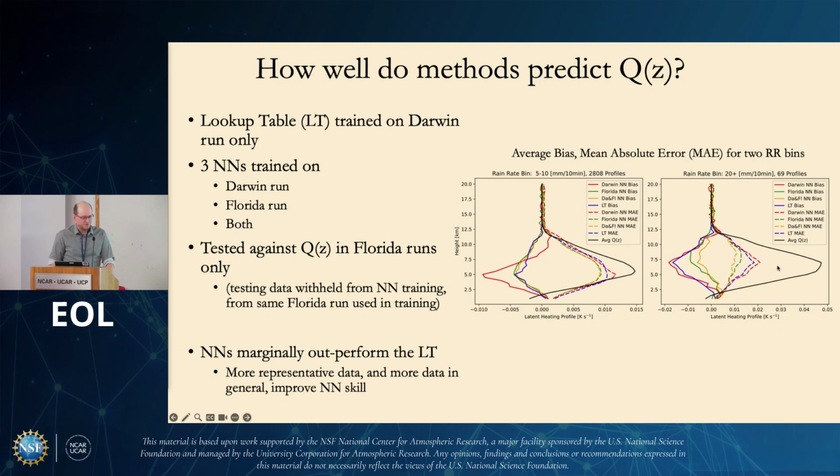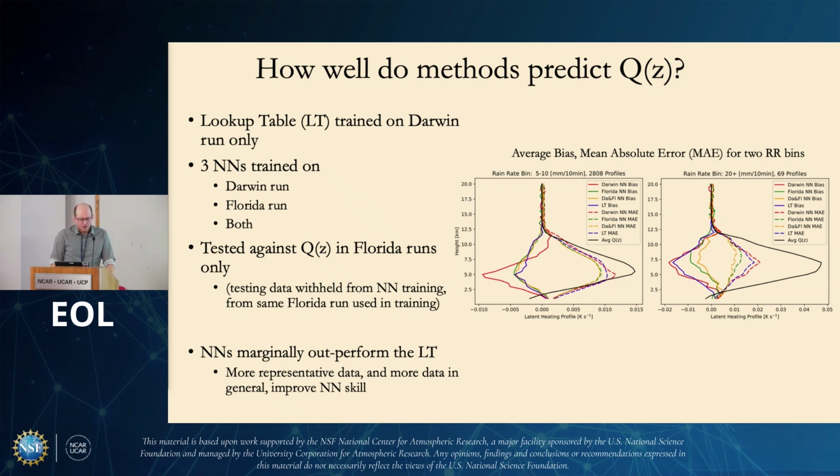So focusing on the stronger convective grid cells, the lookup table and the neural network, both trained on the Darwin data, are shown in red and blue. They have similar skill in terms of biases and mean absolute errors. However, if I train the neural network on the Florida data and also test against Florida data, the more representative data significantly reduces the biases and mean absolute errors. What's really interesting here is that if you go further and then add in the Darwin data as well, you still get further skill at predicting diabatic heating for the Florida region.